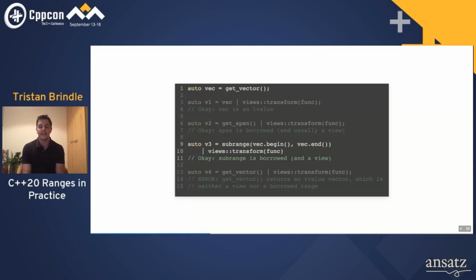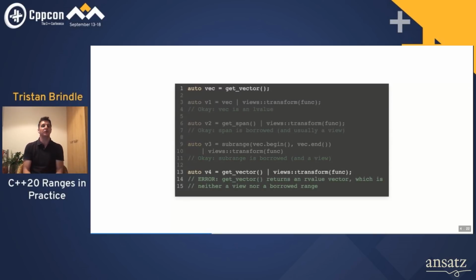Subrange is a new type we're getting in the ranges library. It's basically a wrapper that just holds an iterator and a sentinel. So it's a very lightweight object, kind of like a span, but for ranges that are not necessarily contiguous. So we can construct a subrange, just an R-value subrange, and we can pass that into views transform because subrange is borrowed and it happens to be a view as well.